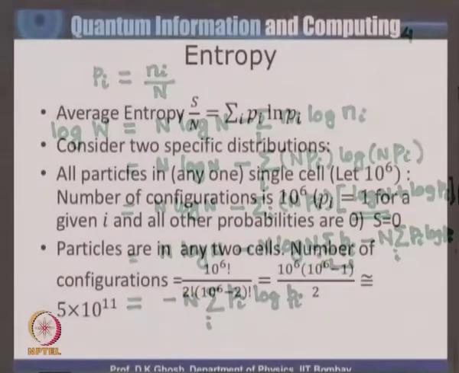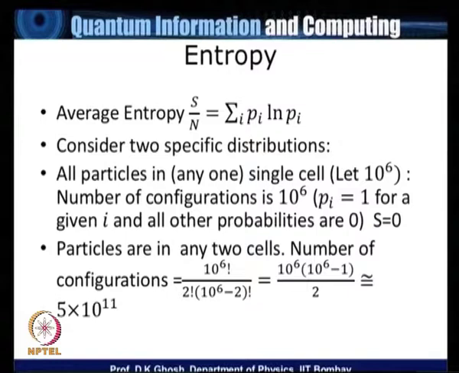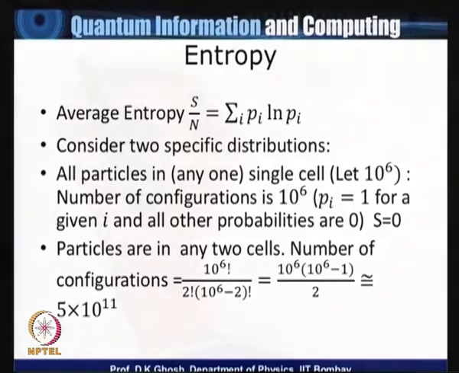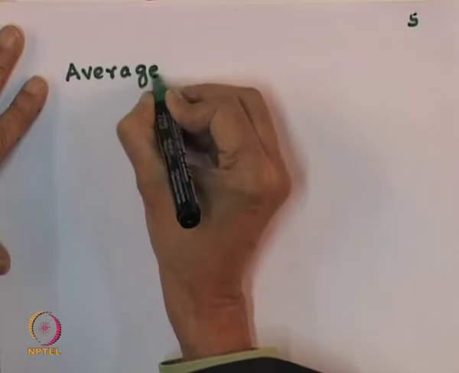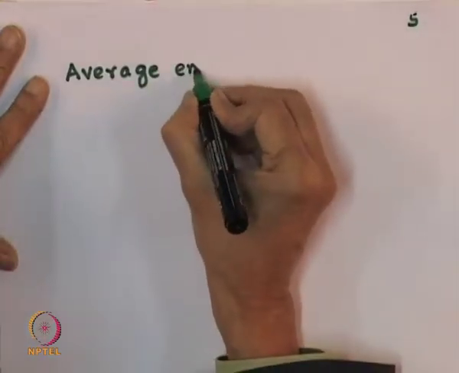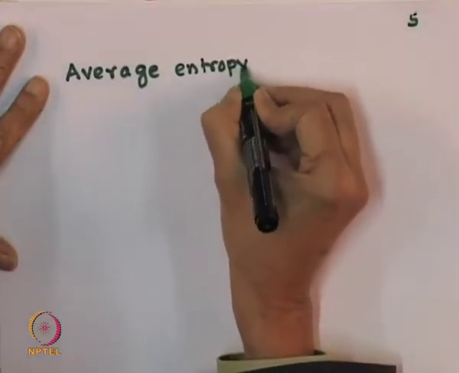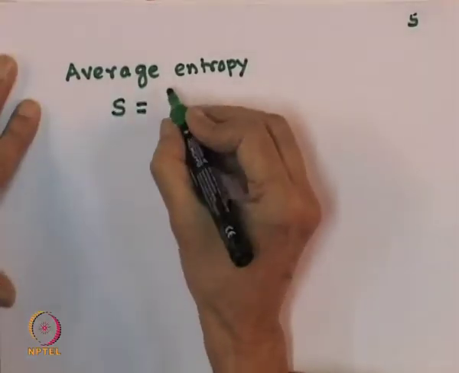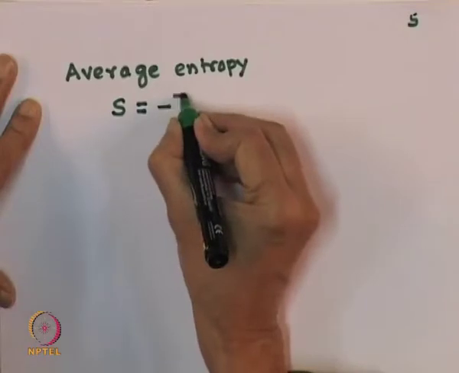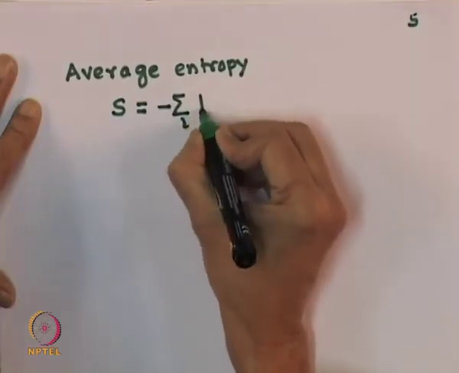So, therefore, the average entropy is just obtained by dividing this quantity by n, and so average entropy is written as, which is simply obtained by dividing this by n, which is equal to minus sum over i of pi log pi.